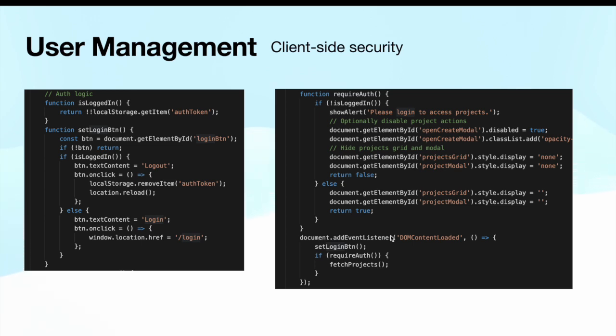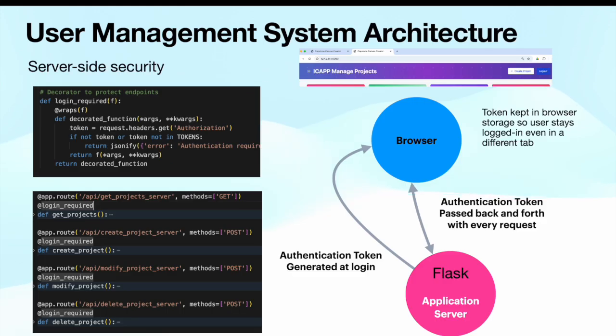Now, let's visualize the user management system architecture, especially server-side security. This diagram is key. It shows the browser and the Flask application server interacting. The authentication token is generated on the Flask server after a successful login. It then goes to the browser's storage. The huge benefit? You stay logged in, even if you close the browser or open a new tab. No re-authentication needed immediately. It's so convenient. From then on, that token is passed with every single request. It's like a digital key.